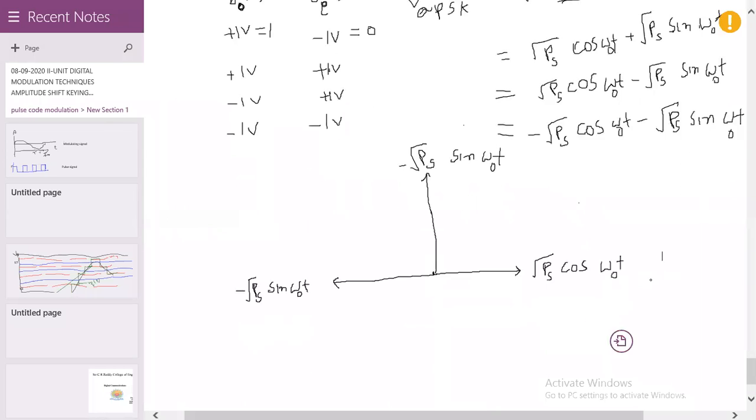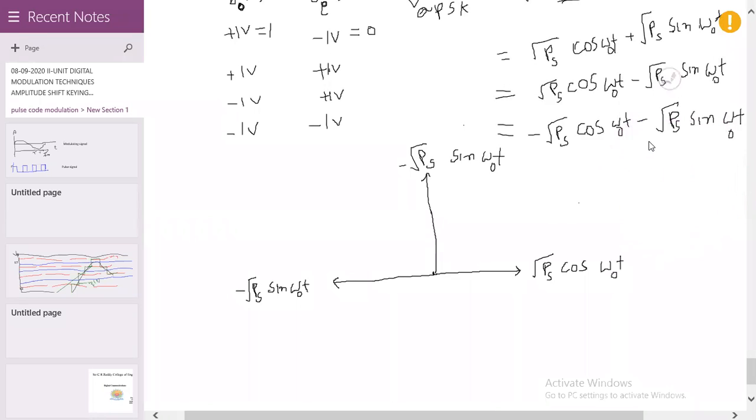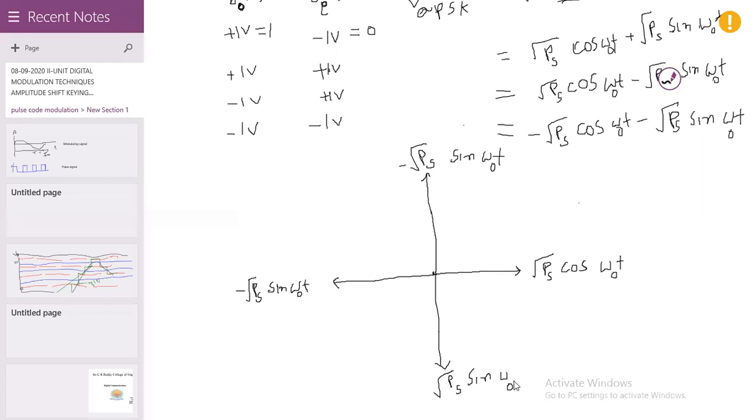Okay. Then at the bottom here, you can indicate that this is root of Ps sin omega naught t. Okay.